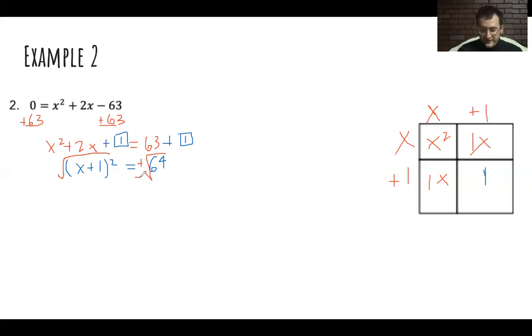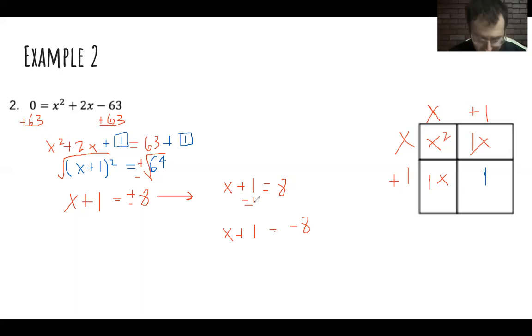I'm doing it in a different color just so you can see that square root process there. And when we do that, we get the x plus 1 out of the square root, and that's equal to plus or minus 8. And what this leads to is that either x plus 1 equals 8 or x plus 1 equals negative 8.